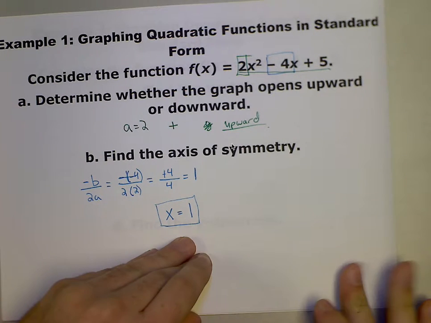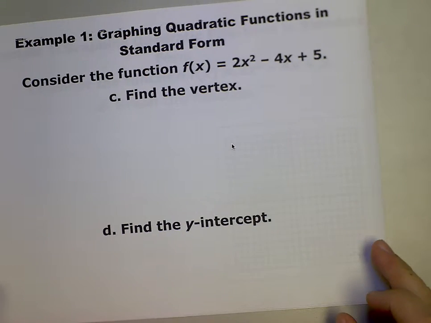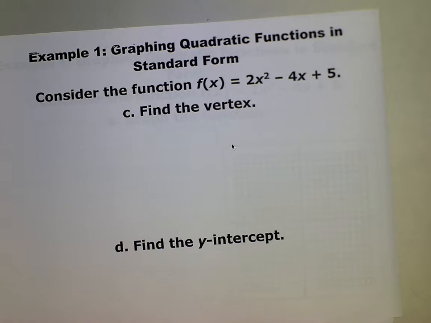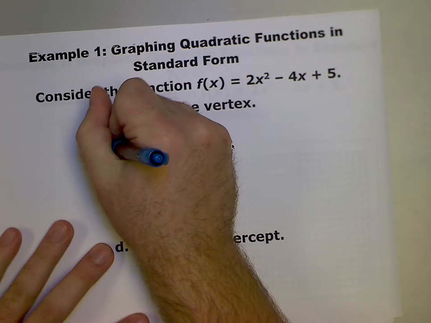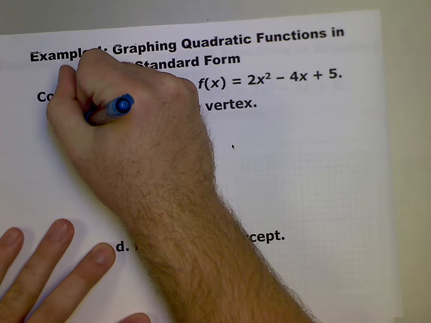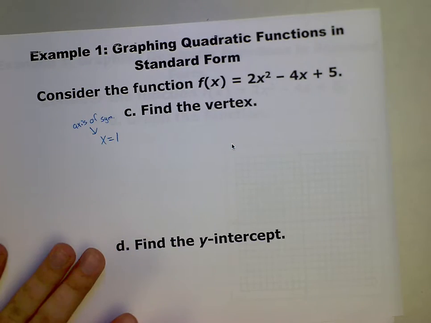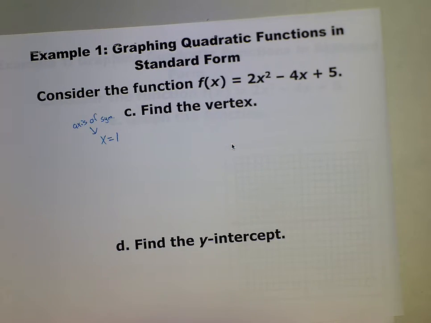I can move on to the next one, so let's go ahead and flip to the next slide, and we are going to try and find the vertex. We've already actually found half of that vertex. We just found that x was equal to 1. That was from that axis of symmetry, and that's that axis of symmetry piece.